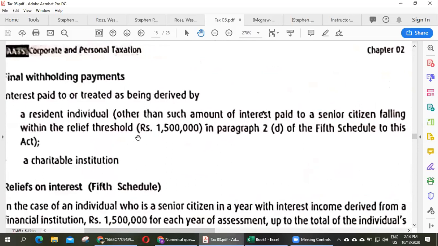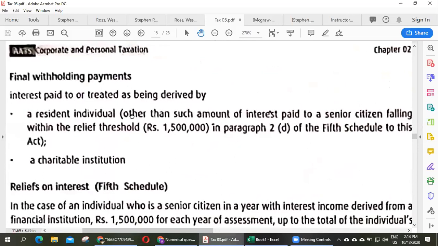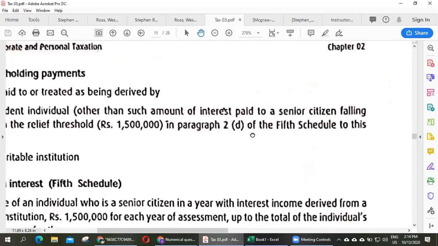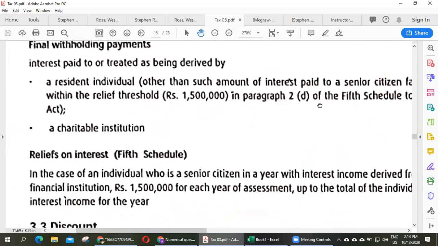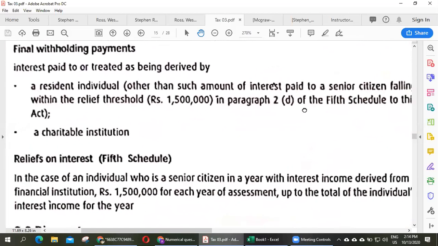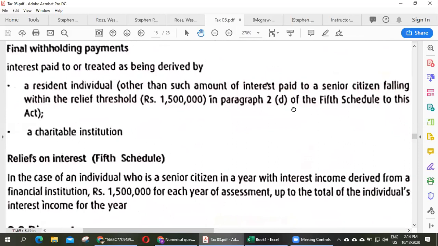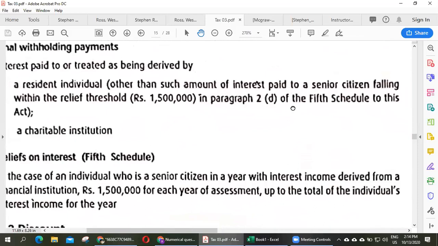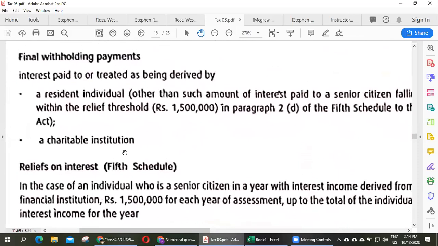The same thing, the final withholding payment. Interest paid or treated as being derived by a resident individual, other than the amount of interest paid to senior citizens falling within the relief threshold of 1.5 million in paragraph 2D of the fifth schedule to this Act, and charitable institutions, right?